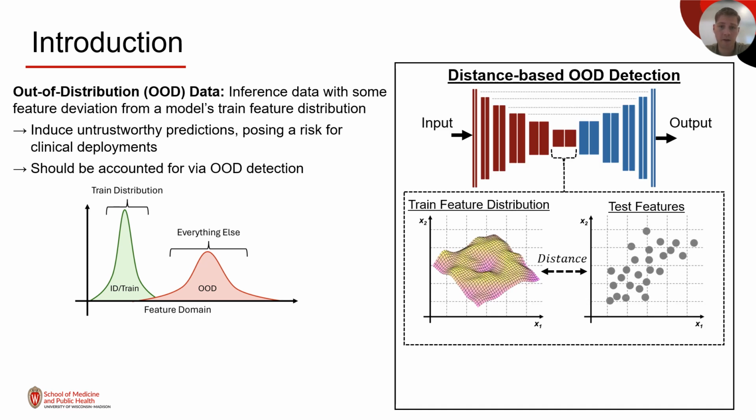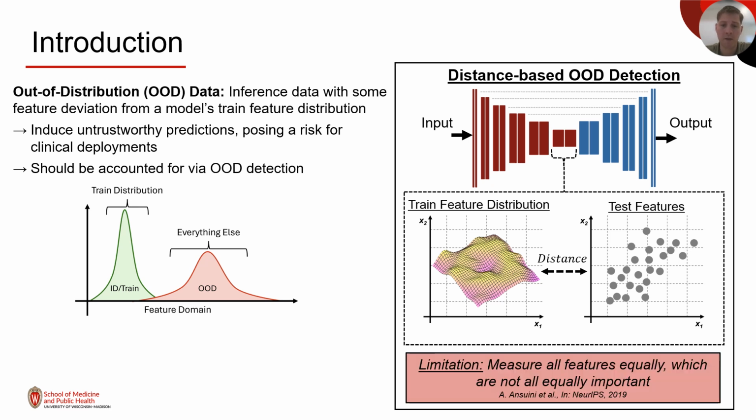One such family of algorithms is referred to as distance-based algorithms, where some distance measure between the distribution of features found in a model's trained data and a set of features found in an inference data sample is measured, and higher distances are generally associated with higher likelihood of that inference data sample being out of distribution. One limitation of this approach, however, is that it measures all features equally when it is known that not all features are equally important to the prediction task.